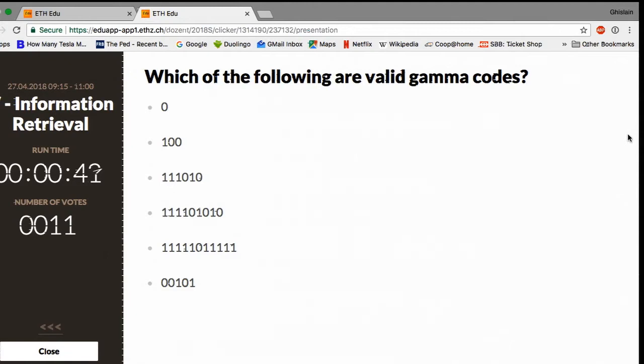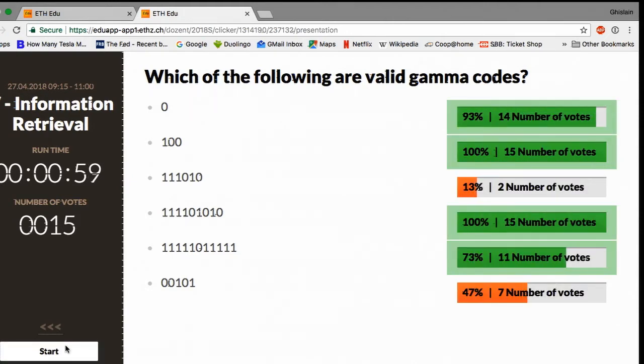What's interesting is that pedagogically, the ability to answer this question is directly correlated to the ability to decode the gamma codes. Because if you're able to quickly answer this question, then you understood the general principle behind gamma codes. So I have 15 answers. Yes, exactly. So 0 is the encoding of 1, that I've told you. 100 is the encoding of 2. Then we have this one here.